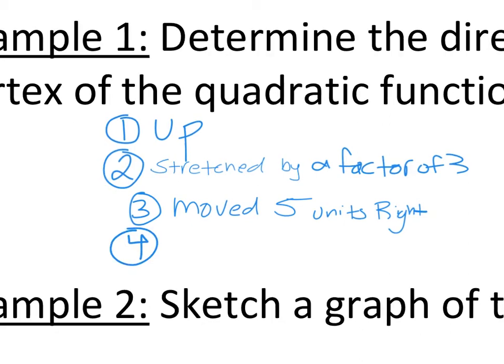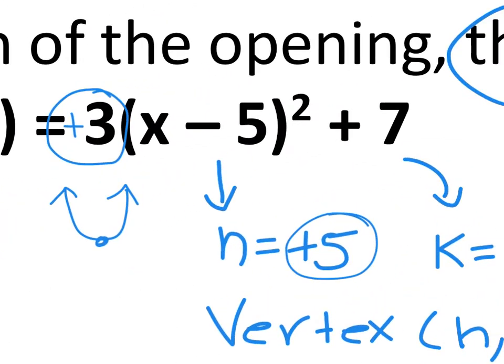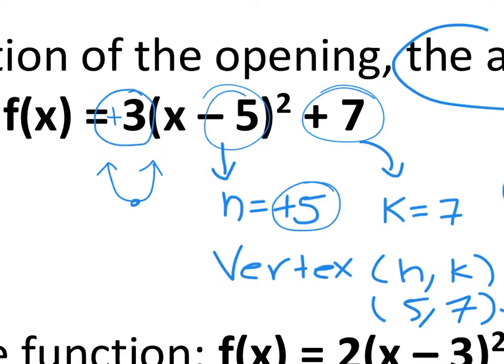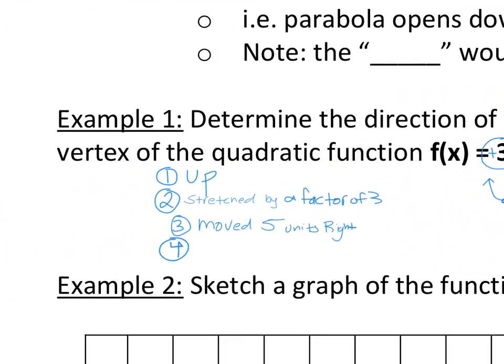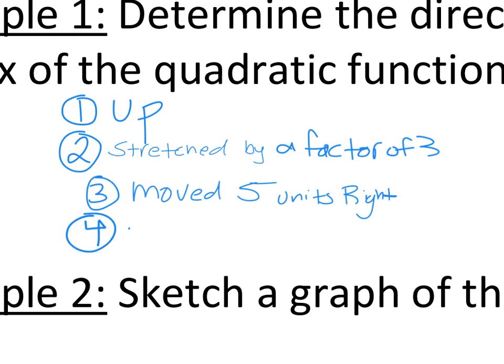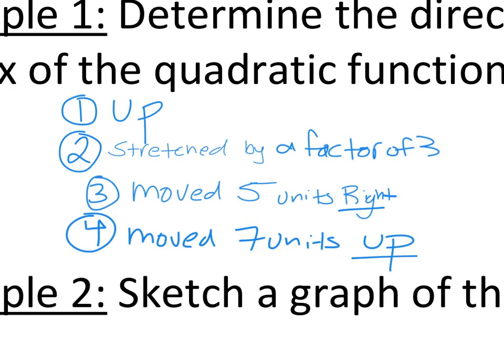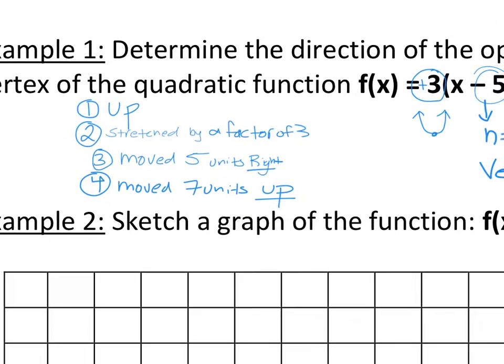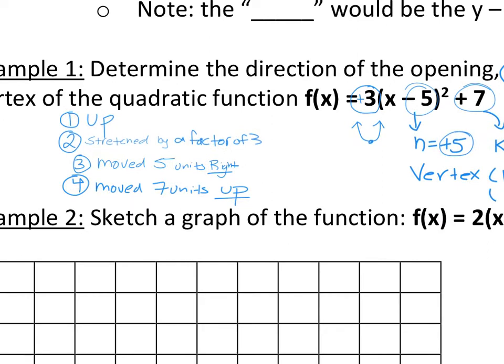The fourth transformation that's happening is the last value, which is at positive 7. Positive 7, which is my k, which is my minimum, which means that I've moved 7 units up because it's a positive 7. So remember writing down those transformations from our first unit? That's a quick little review on writing down the important points from that function.